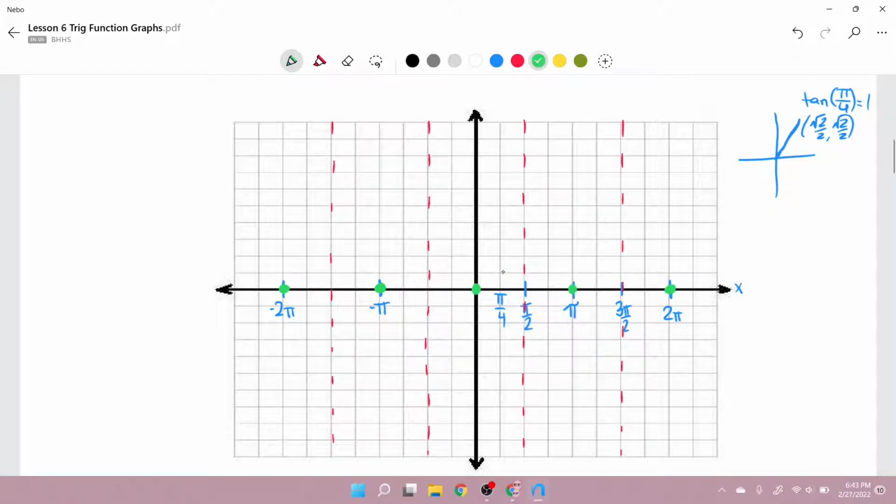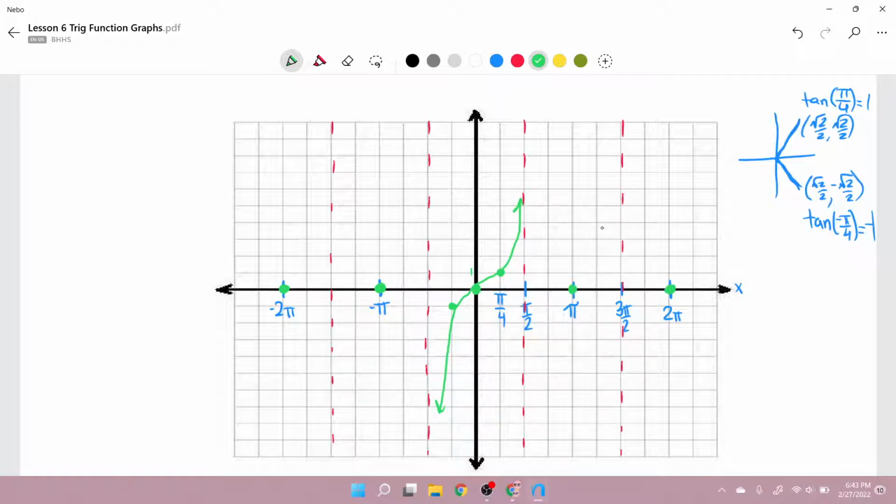So I'm going to plot that point if we pretend that that is 1. And then if we think about negative pi fourths in our unit circle, that will be root 2 over 2, comma, negative root 2 over 2. So the tangent of negative pi fourths is negative 1. So I can plot that point as well, negative 1, and then I will kind of graph the curve in here. And those are asymptotes, so we're never reaching those.